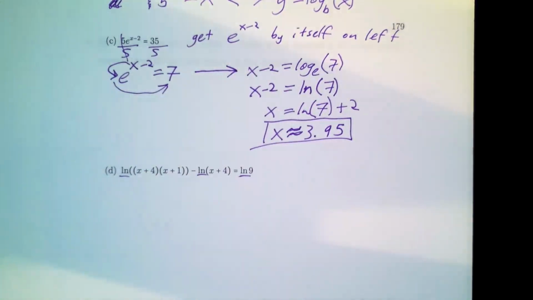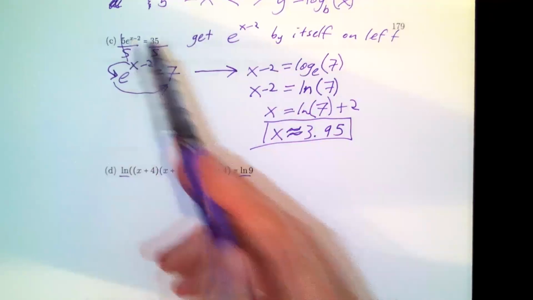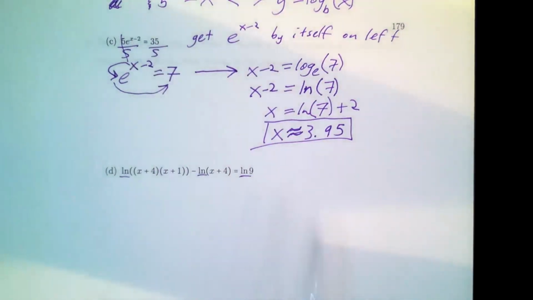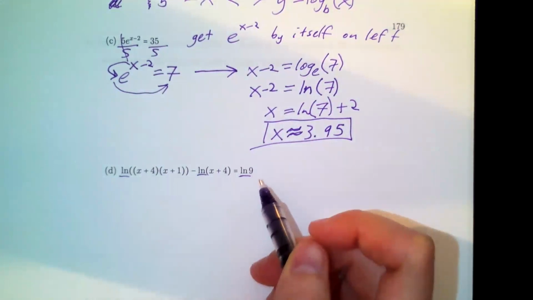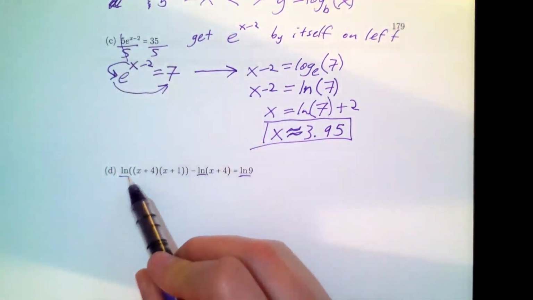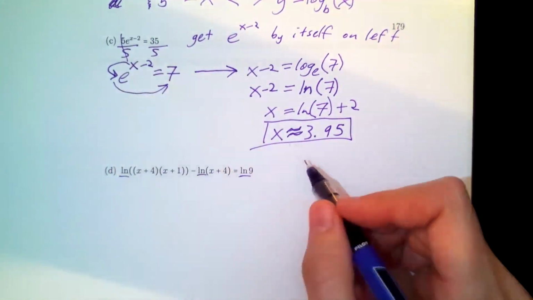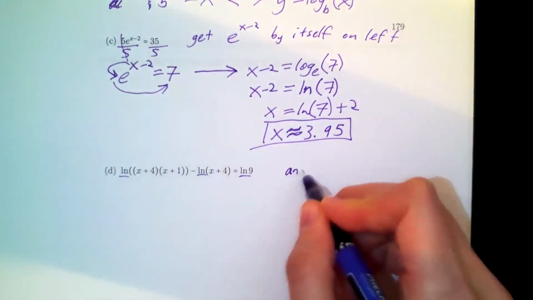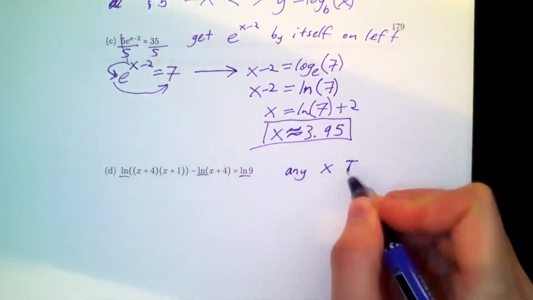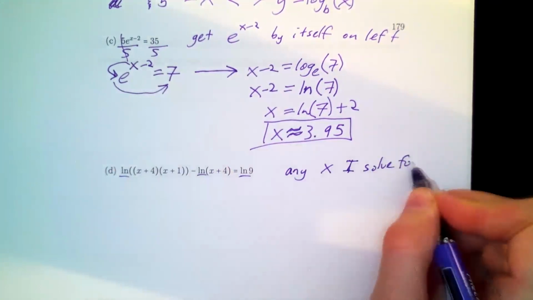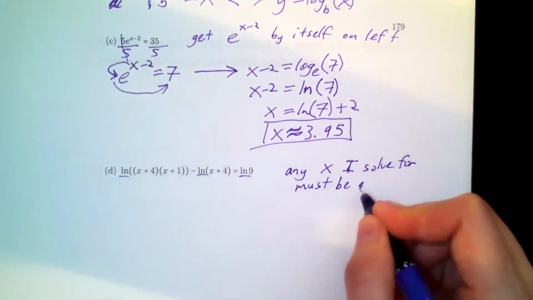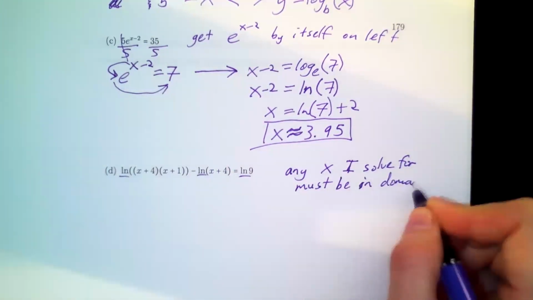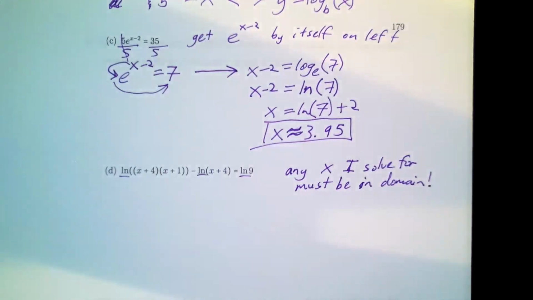Something to a power, so your variable was in the power. This time I've got logs everywhere, so I need to change gears a little bit. Logs are not as free-spirited as exponentials are. Logs have restrictions. You have to make sure that any x I find, any x I solve for, must actually be in the domain. So I can't trust the x values I get.